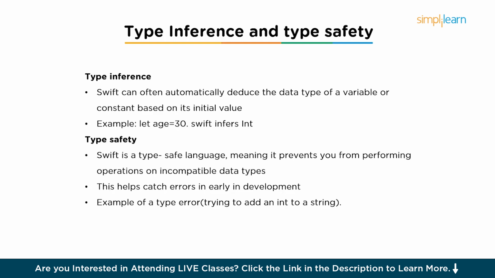Now, what about type safety? Swift is a type-safe language. This means that Swift strongly enforces the rules about how different data types can be used together. It prevents you from performing operations that don't make any sense, such as trying to add a number to a piece of text. This type safety is a powerful feature because it helps catch more errors early in the development process, when they are easier and cheaper to fix. By preventing these errors at compile time, Swift makes your code more reliable and prevents unexpected behavior while your app is running.